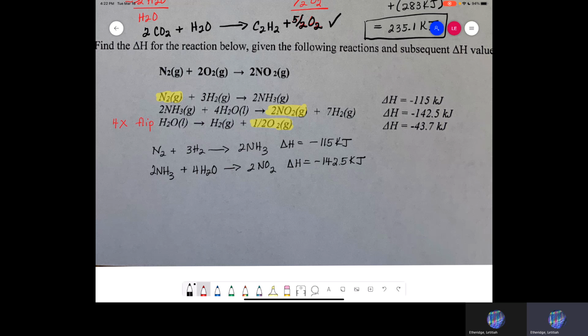Okay, now this third equation, I'm going to multiply everybody by 4 and I'm going to flip them. So I'm going to have 2O2 plus 4H2.